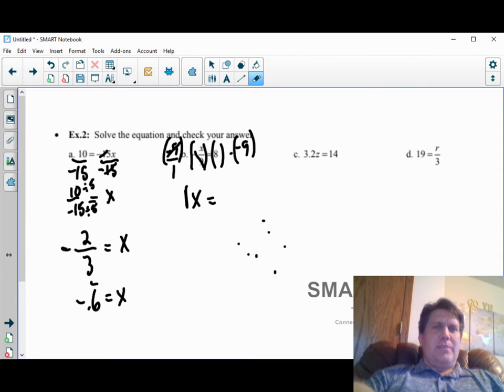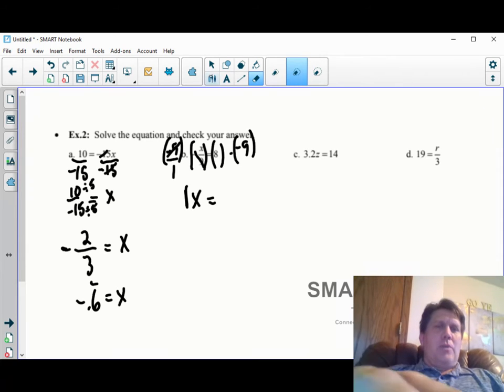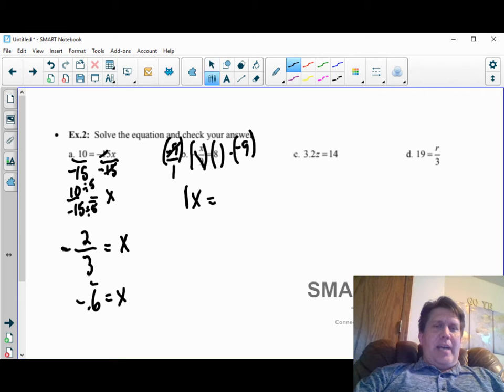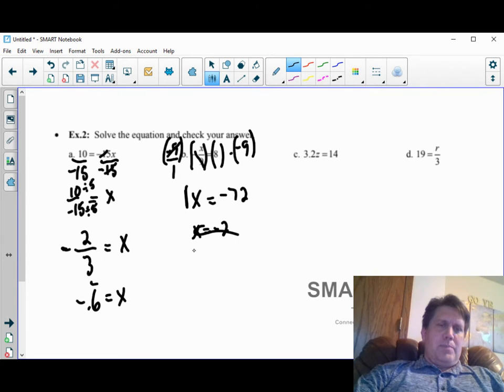You can put the 1x if you want temporarily. We usually don't write that. On this side, we'd have 8 times negative 9, and that would be negative 72. So this answer is x equals negative 72.